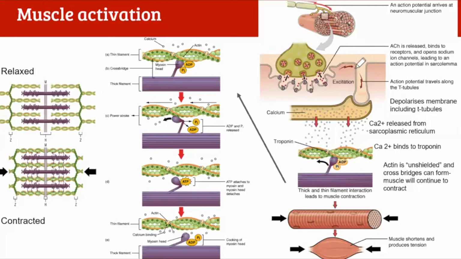The action potential travels along T-tubules, that's just what they're called, and it depolarizes the membrane, including the T-tubules. What happens here is the sarcoplasmic reticulum will release calcium, okay? It gets a bit more complicated in a little bit, but I'll explain it through the rest of this diagram. Calcium is released from the sarcoplasmic reticulum. It binds to a protein called troponin, causes actin to become unshielded, and then cross bridges can form. Basically, calcium is released and it helps muscles contract. You'll see your muscle unit contract, it'll shorten, and you'll produce a little bit of tension there.